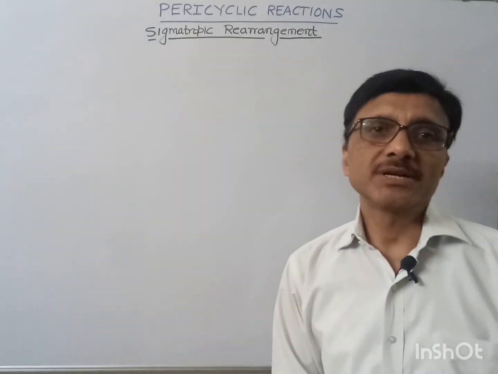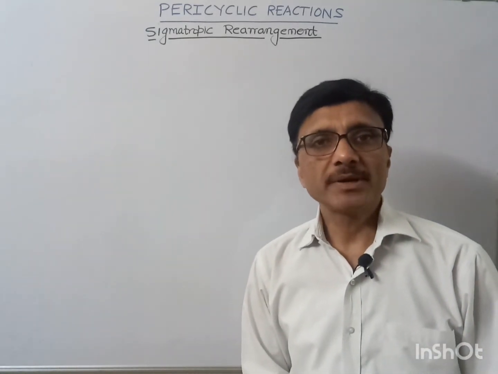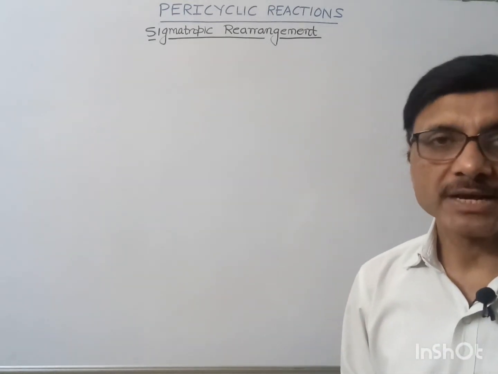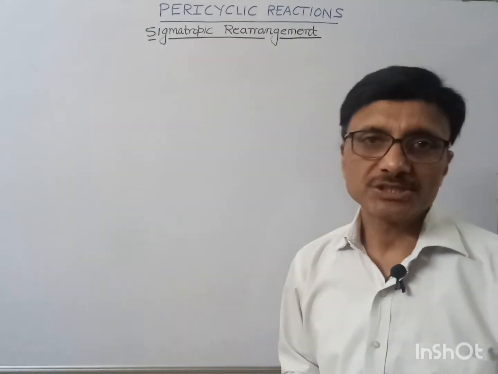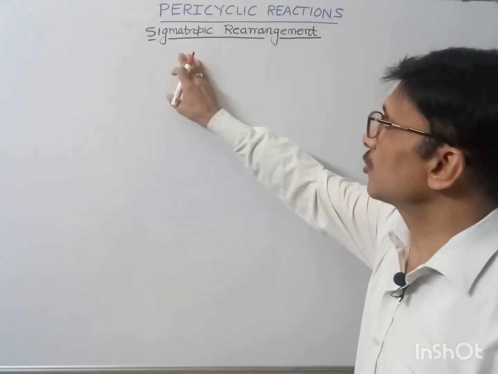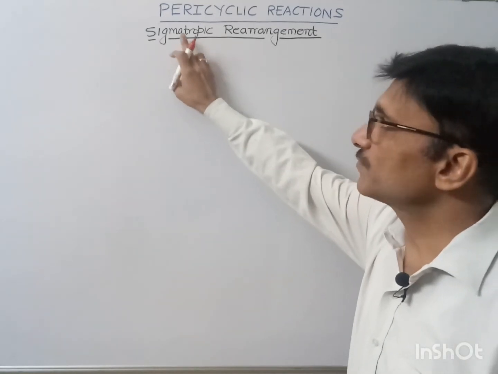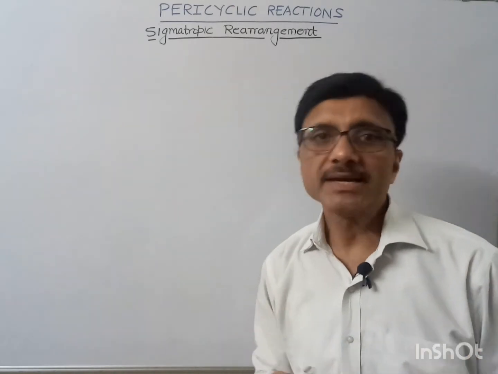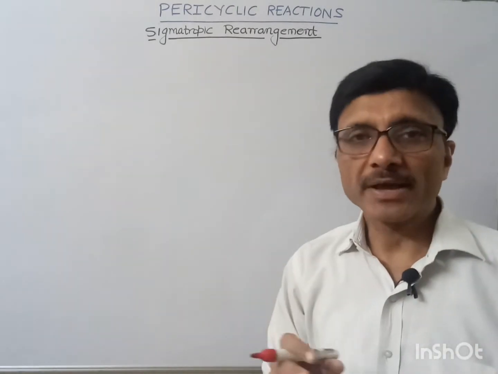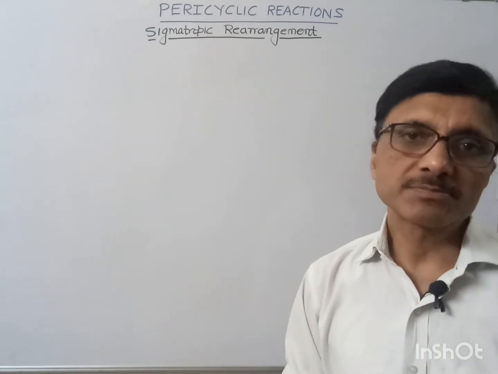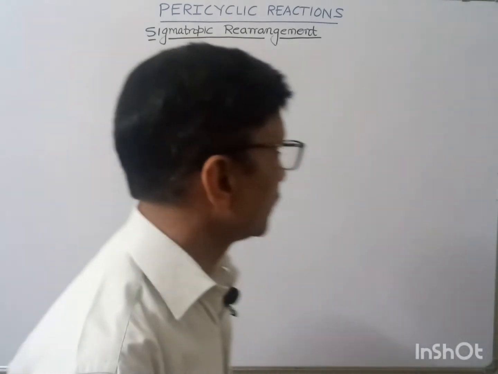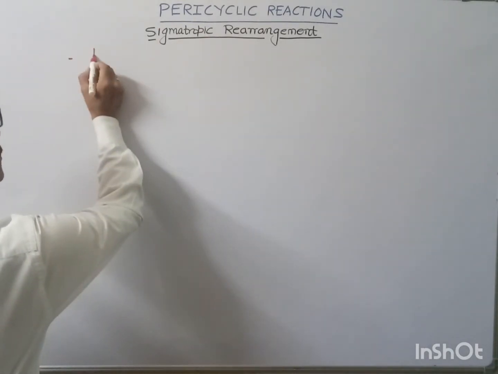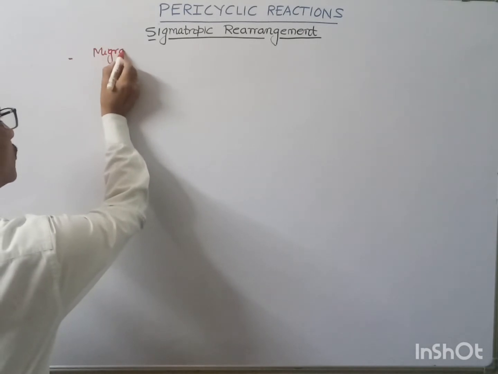In pericyclic reactions, today I will start sigmatropic rearrangement. In my previous lectures, I told you about the electrocyclic reactions and cycloaddition reactions. Now, in sigmatropic rearrangement, migration of a sigma bond takes place, and this migration occurs from the allylic carbon atom, within the pi framework or within the pi system. So the main point here in sigmatropic rearrangement is the migration of a sigma bond.